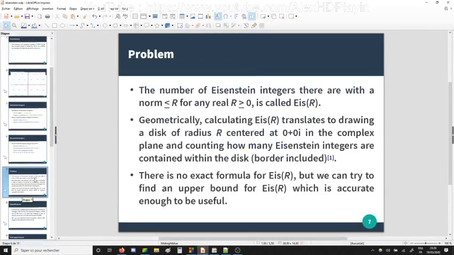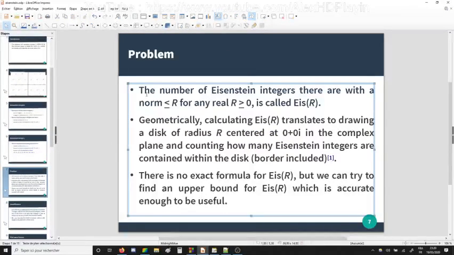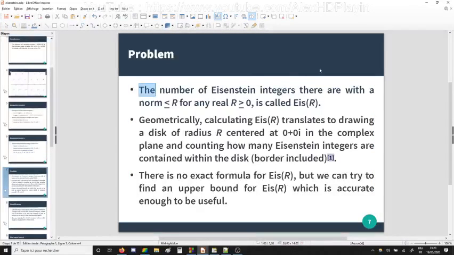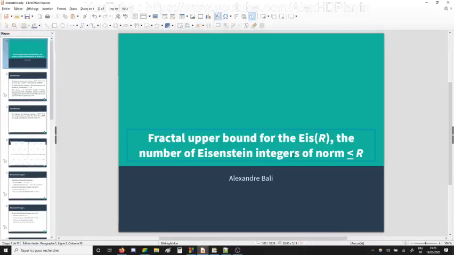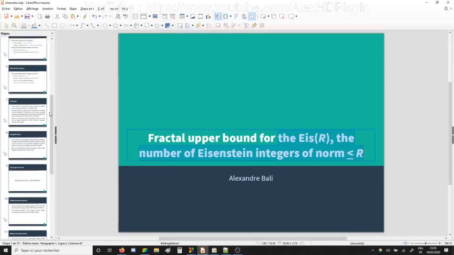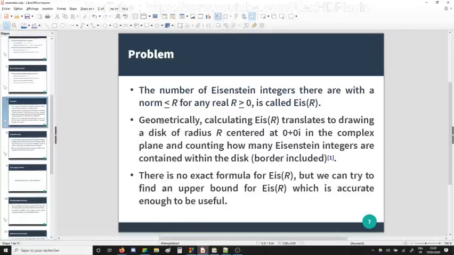Then here's the problem. The number of Eisenstein integers there are with norm less than or equal to r is called ice of r. So now we have explained basically everything here, except that part, but it's going to come up later. So we have explained all of this part already.